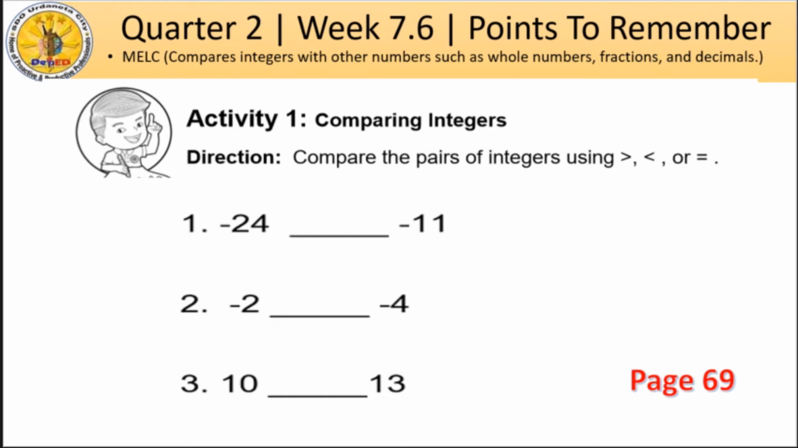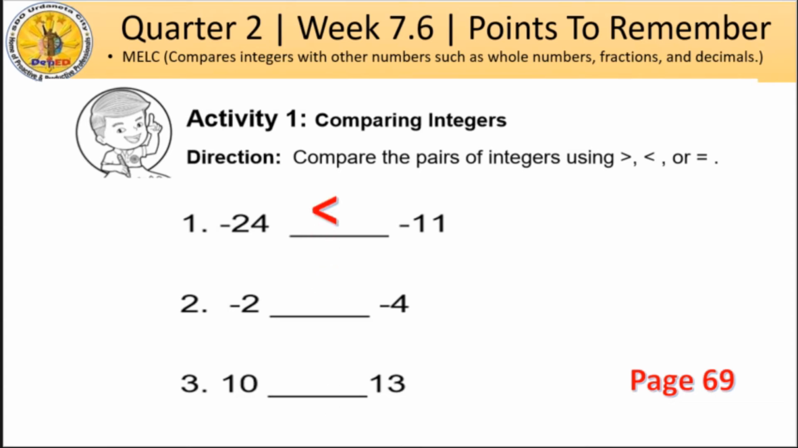In activity 1 on page 69, we will compare the two integers by using greater than, less than, and equal to. Let's have an example. For number 1, we will compare negative 24 and negative 11. Based on the number line, negative 24 is at the left side of negative 11, and negative 11 is nearer to 0. So negative 24 is less than negative 11.